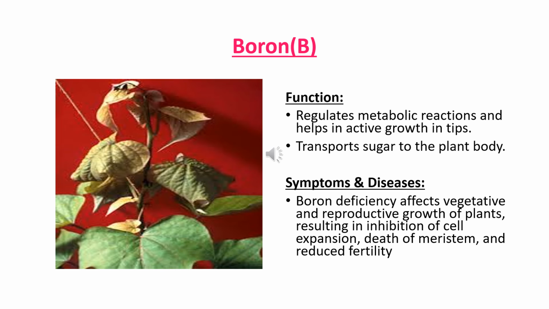So, symptoms and diseases. Boron deficiency affects vegetative and reproductive growth of plants. Vegetative means different parts of the plant don't grow properly, and also the reproductive organs are not growing properly. As a result, there is inhibition of cell expansion, death of the meristem, and reduced fertility. Naturally, the meristem is dying. The tip of the plant is called the meristem. That means it is dying. It turns brown.